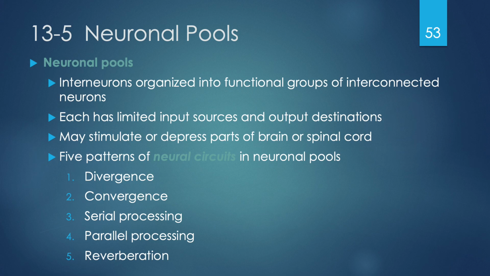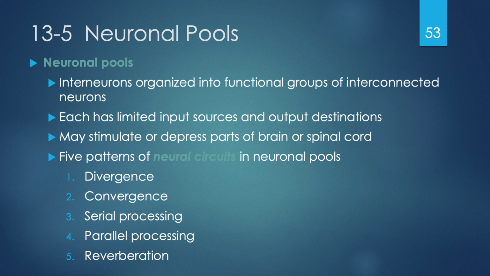Neuronal pools are really just a whole bunch of interneurons working together as a functional unit. So it's a group working together as a team, basically. So interneurons are going to be broken down into this group of neuronal pools, and we're going to discuss each of the 5 different patterns of neural circuits coming up. And this just means the patterns by which these interneurons connect and respond and interact with one another.